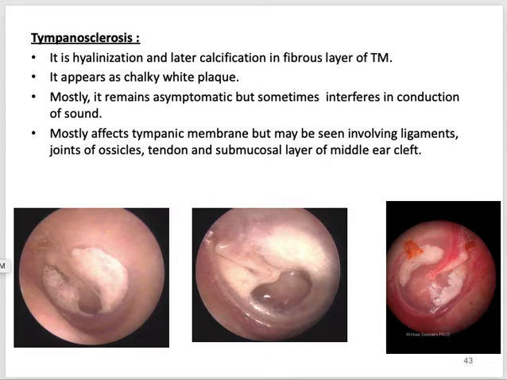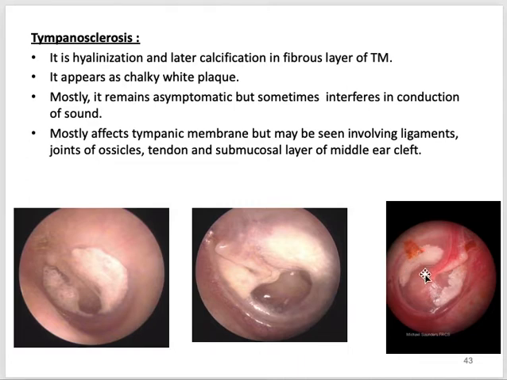Tympanosclerosis. It is hyalinization and calcification of the fibrous layer of the tympanic membrane. You can see over here, it appears chalky white in color. Most of the time it is asymptomatic.